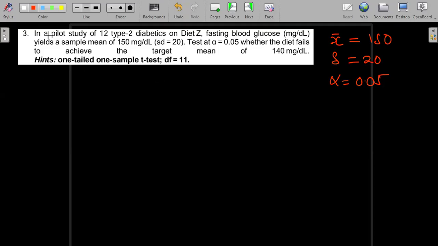Here they're saying, in a plot to study 12 type 2 diabetics on diet Z, fasting blood glucose yields a sample mean of 150 with a standard deviation of 20. And then they're saying test at alpha equal to 0.05 whether the diet fails to achieve the target mean of 140.